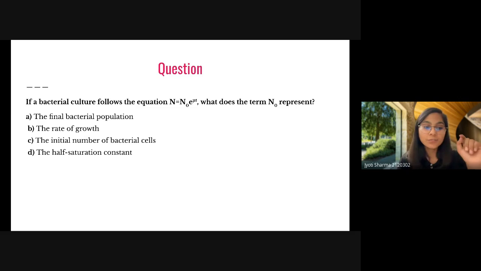N naught represent. So we have four options: the final bacterial population, the rate of growth, the initial number of bacterial cells, and D is the half saturation constant. So what do you think? What is the right answer for this? Can you tell me the right answer for this? You can write in the chat box out of this A, B, C, D.